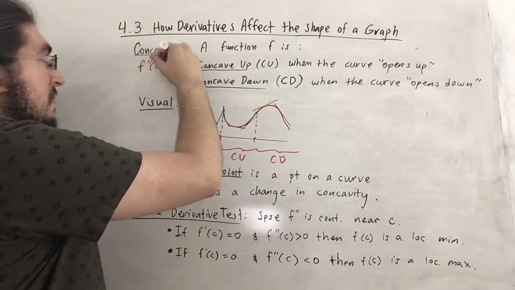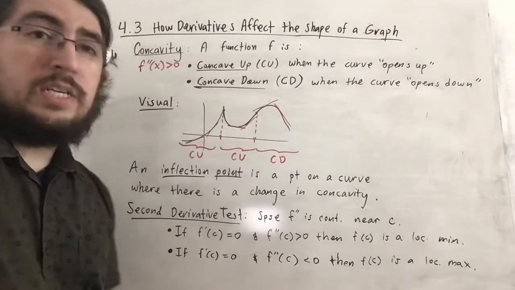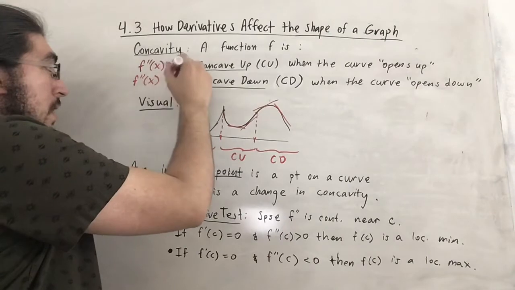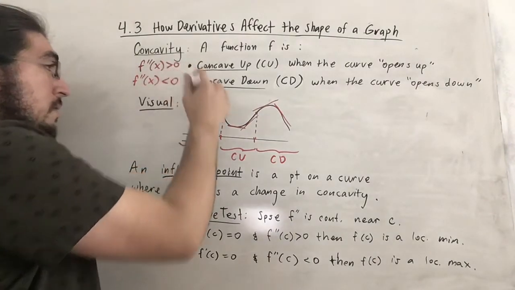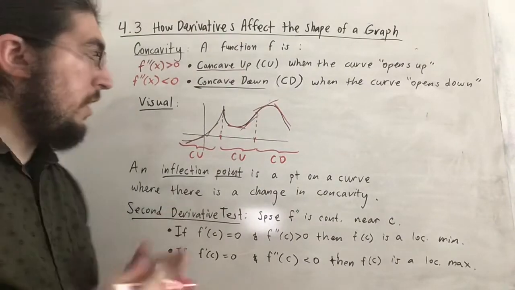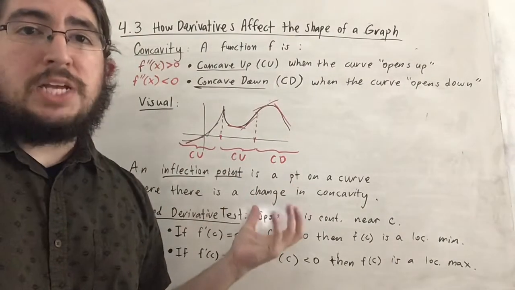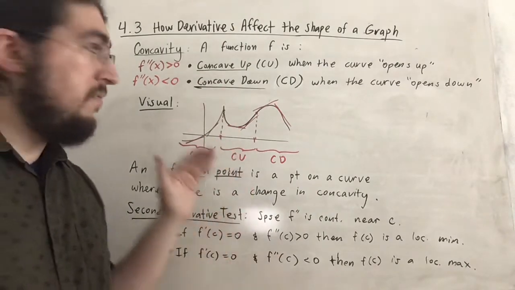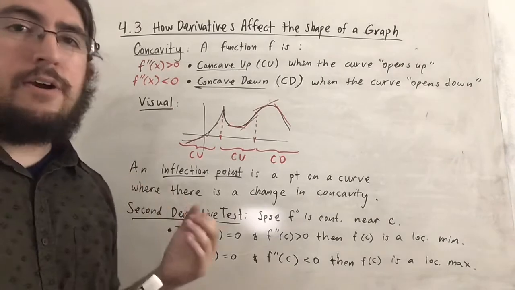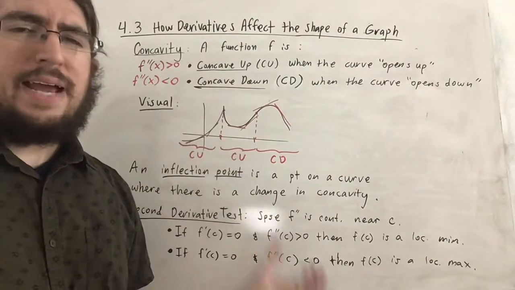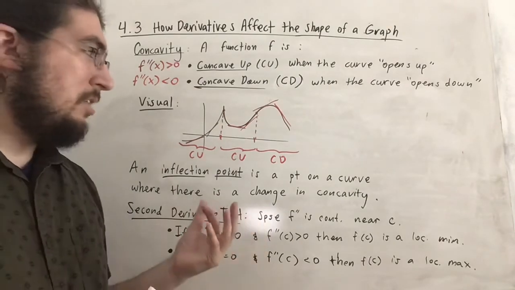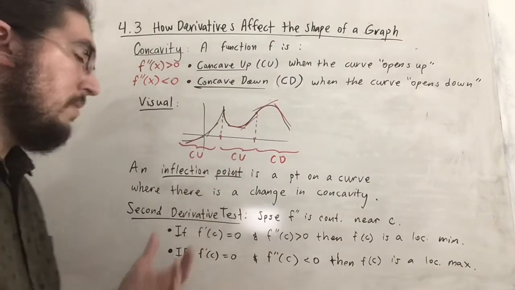If f double prime of x is bigger than 0, then the function is concave up in that region. If f double prime of x is less than 0, then f is concave down in that region. This is for the reason I said earlier, as far as how fast the derivative is changing, how fast the function is increasing. So there's a relationship between the second derivative and concavity, which isn't very obvious, and it's all in the explanation I gave. I may not have done that justice, but that was it.